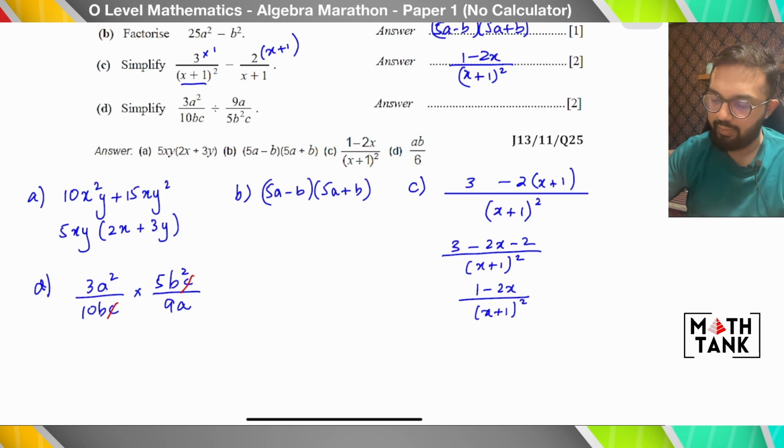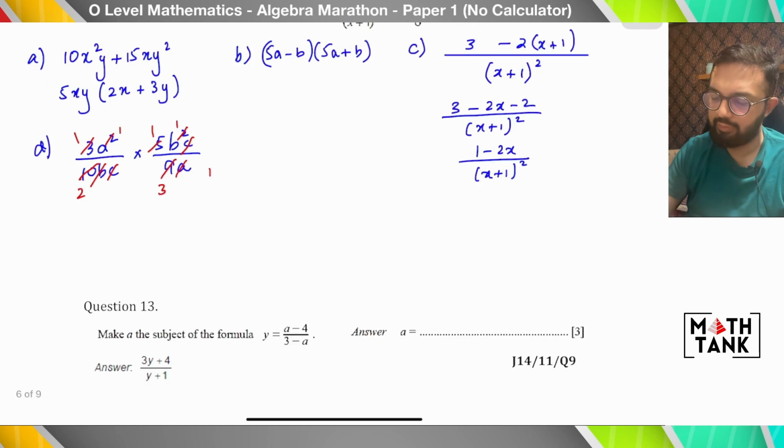C cancels out with c, 3 cancels out with 3, 5 and 2. Now I have a, so I can cancel out power 1, and I have b, I cancel out power 1 as well. So I'm left with a into b over 6. Okay, I hope that was simple.